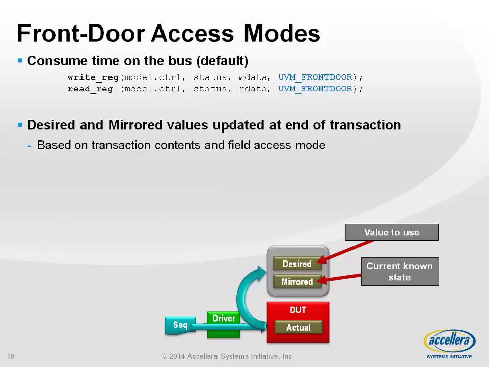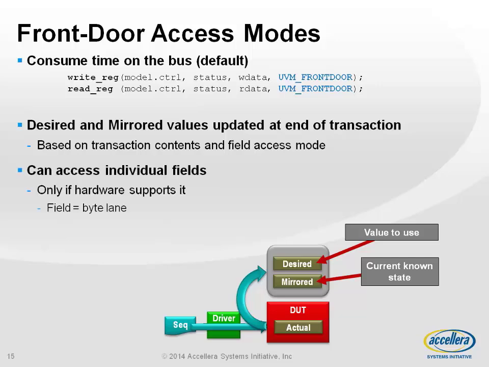In front door accesses, you can access individual fields as long as your hardware supports it, because you wind up doing actual bus transactions in your system. So if your hardware lets you change just a piece of the register, the register model will reflect that as well, whether you have a byte lane or whatever.